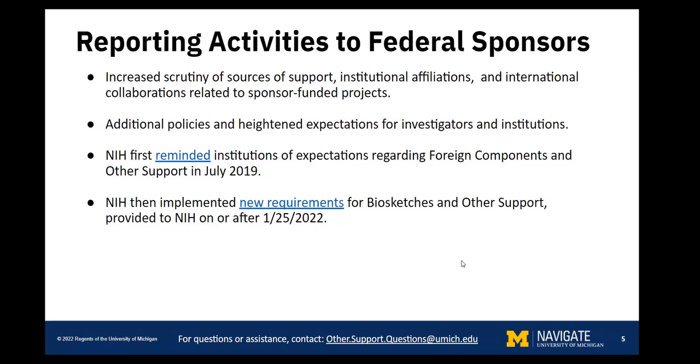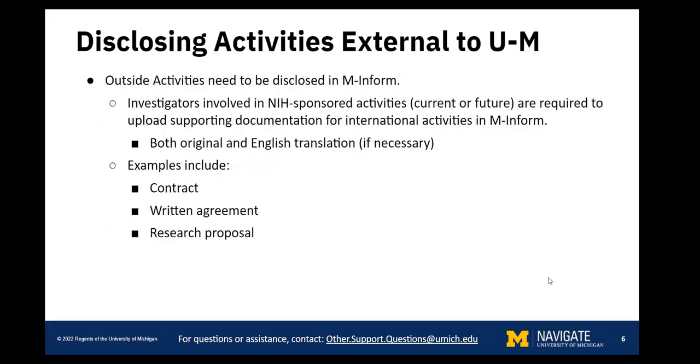Next slide, please. So switching gears just a little bit to what U of M requires specifically as far as disclosing activities external to U of M. So these are outside activities that an investigator may have that could be somehow related to an investigator's U of M responsibilities. So these outside activities are disclosed in M-Inform, our central disclosure system.